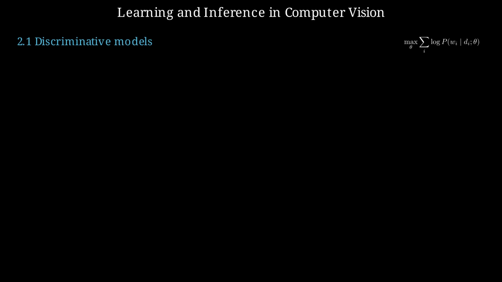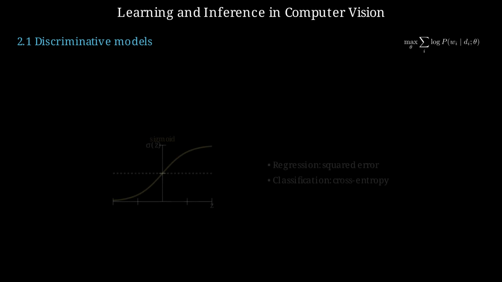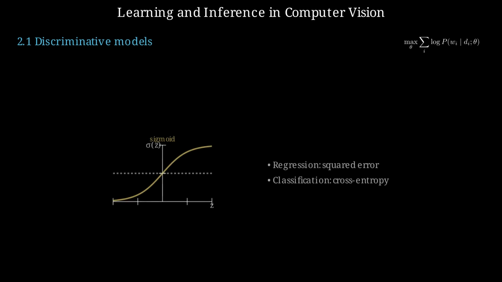Discriminative training typically maximizes conditional likelihood: find parameters that make the observed labels as probable as possible given inputs. For regression, this reduces to minimizing squared error. For classification, it becomes cross-entropy loss. Support vector machines, random forests, and convolutional neural networks are all discriminative at their core. They learn boundaries or regressors without building a model of P of D. The key advantage is statistical efficiency for prediction. All model capacity focuses on the decision surface, not on irrelevant pixel variations.